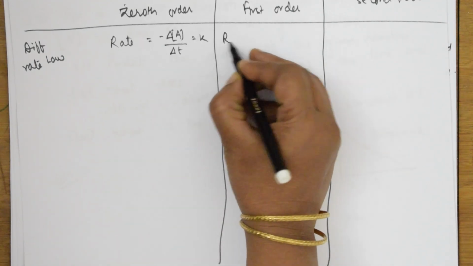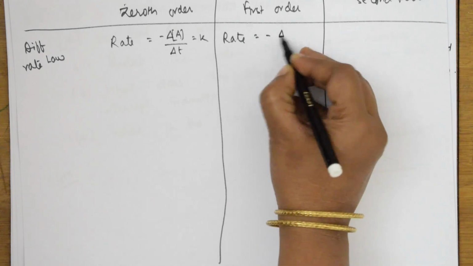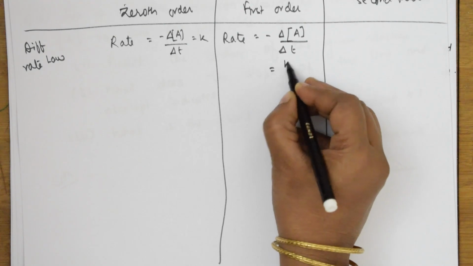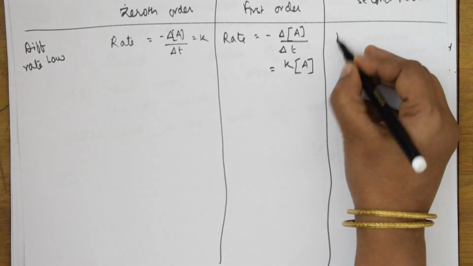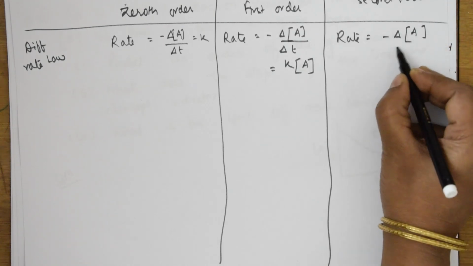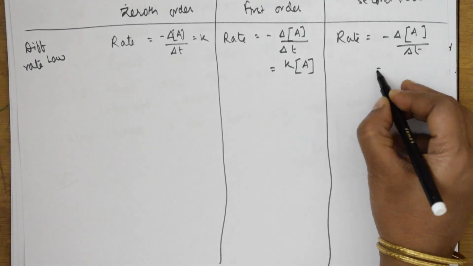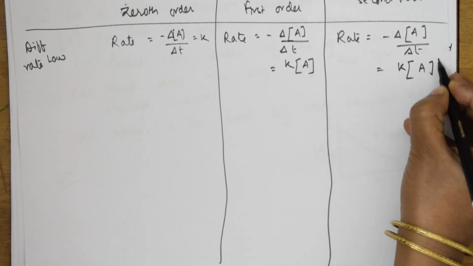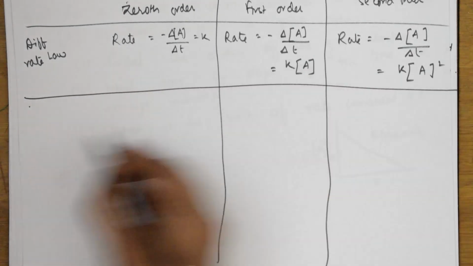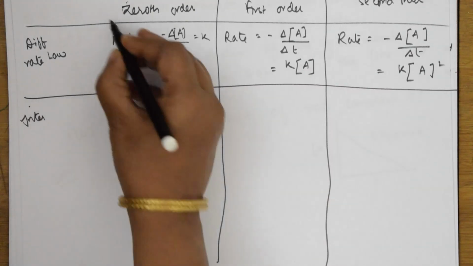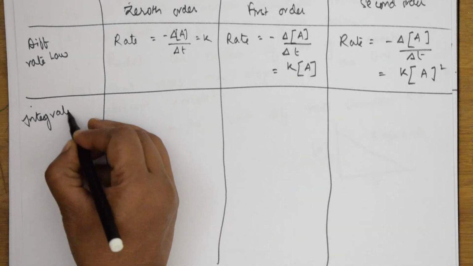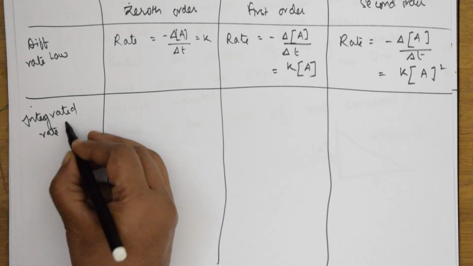For the first order reaction, it is minus dA by dt is equal to kA. Right. Now, when it comes to second order, it is minus dA by dt, which is equal to kA square. Done. Now, this is differential rate law. Next thing which you should remember for your 1 mark question is integrated rate law. Let me make one line here.